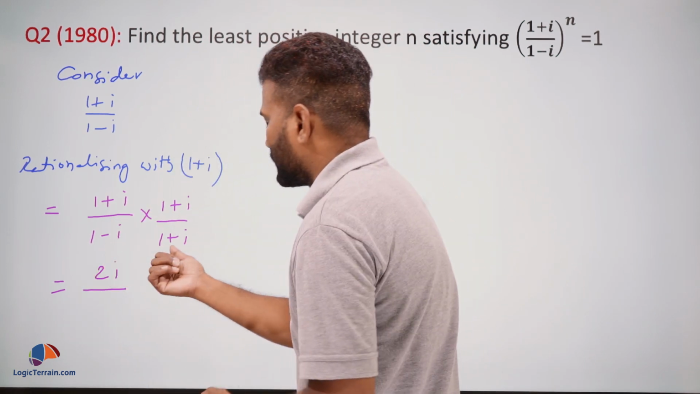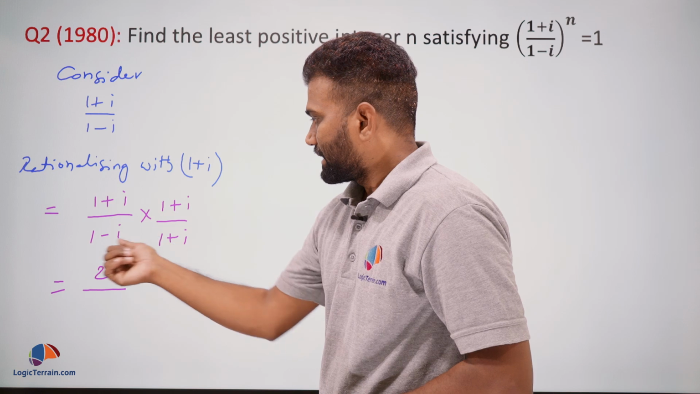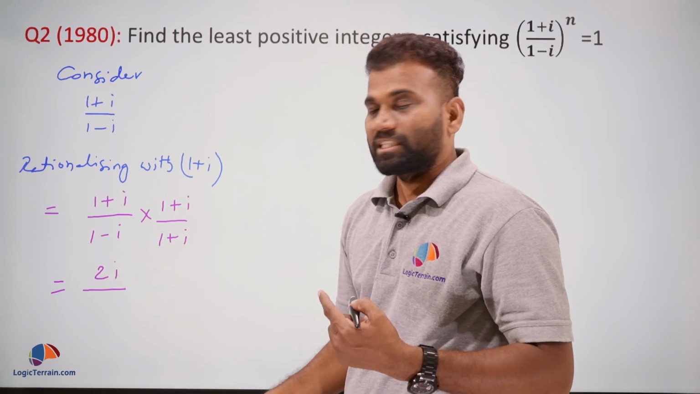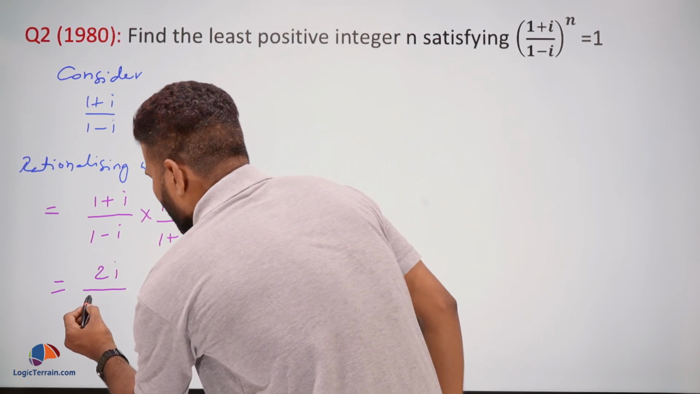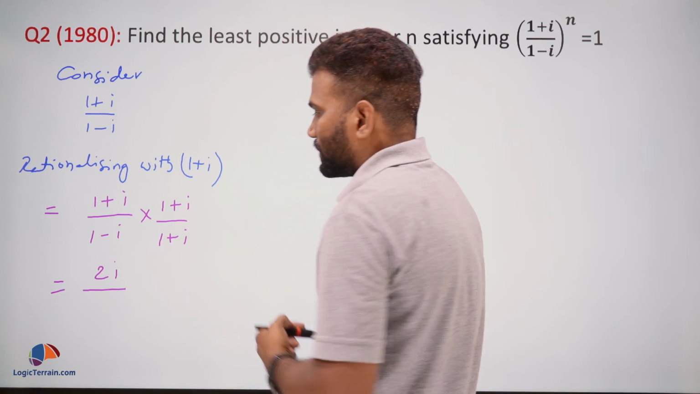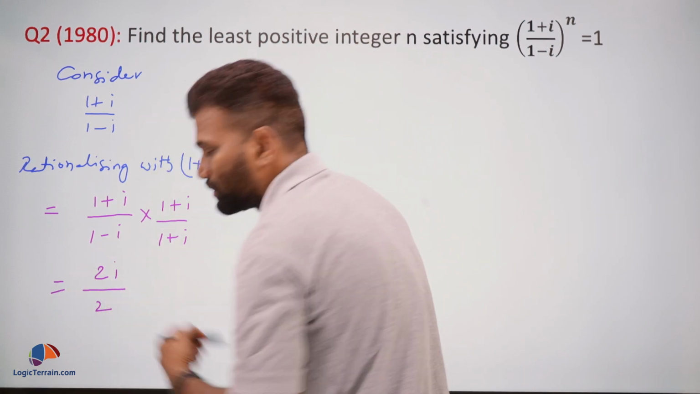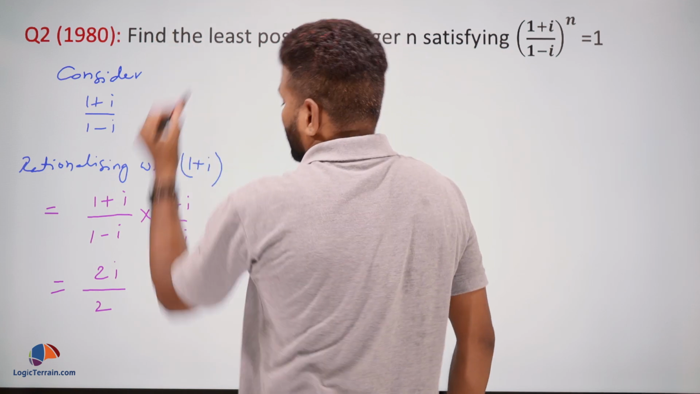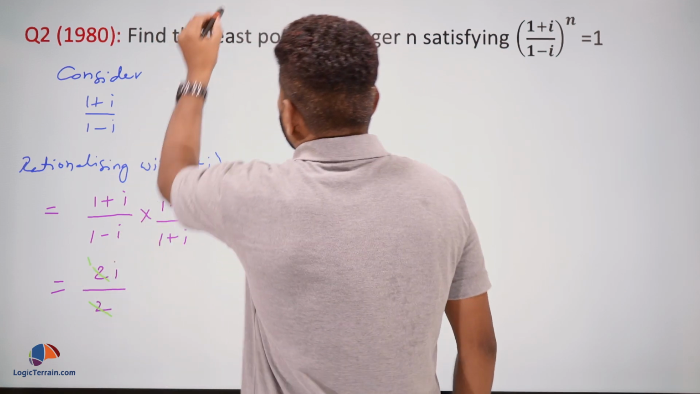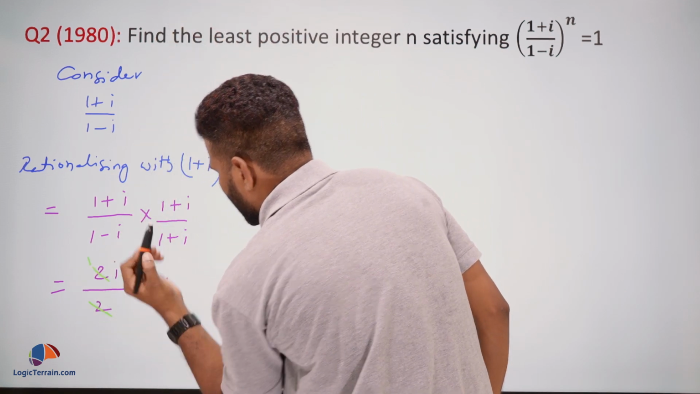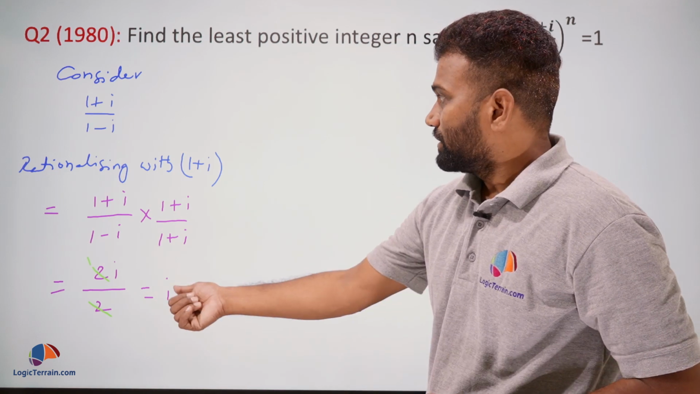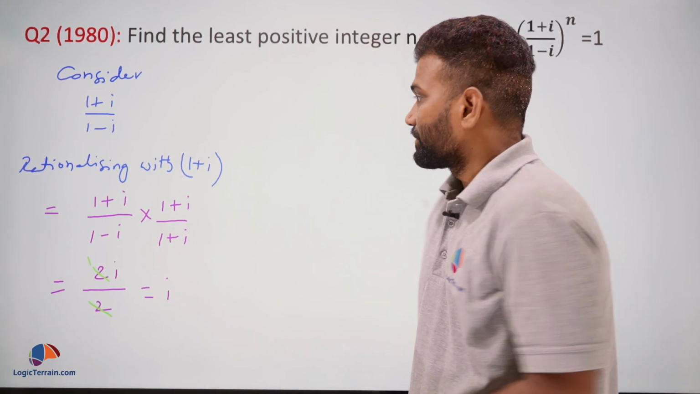Here the denominator looks like (a minus b) into (a plus b), so a squared minus b squared. 1 squared is 1, and i squared is negative 1, negative of negative becomes positive, 1 plus 1 becomes 2. Now 2 divided by 2 is 1 time, so we'll get i. So we got this value is i.